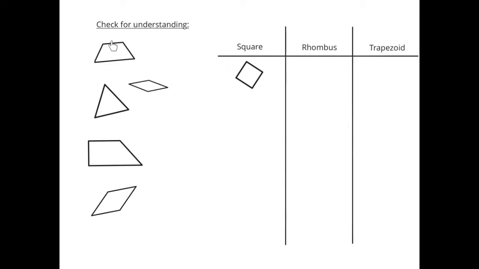Now this one looks like it has 4 sides and 1 set of parallel sides. That makes it a trapezoid, so we'll move it into the trapezoid column. Now we'll move on to the next shape. This one only has 3 sides, and we know that doesn't go with any of our categories, so we'll X it off.